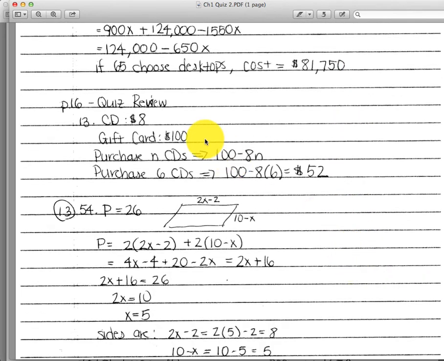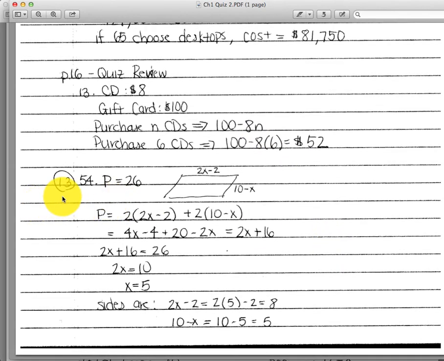On the quiz review on page 16, it said that CDs cost $8 and you have a gift card for $100. If you purchase n CDs, how much money do you have left? Well, you have $100 to start with, but then you buy CDs, which cost $8 apiece. If you bought one of them, it would be 100 minus 8. If you bought two of them, it would be 100 minus 8 times 2. So it's 100 minus 8 times however many CDs you bought, n. If you purchase 6 of them, just plug in 6 for the n above.